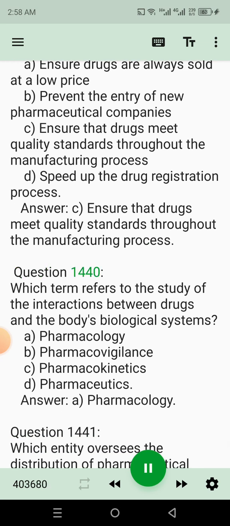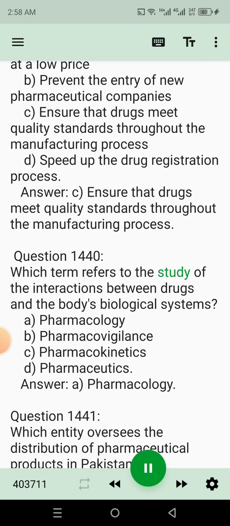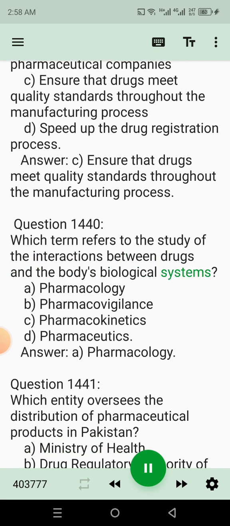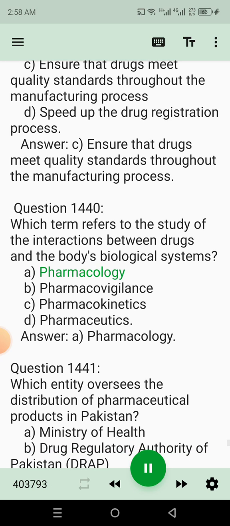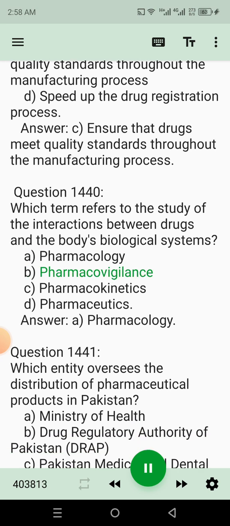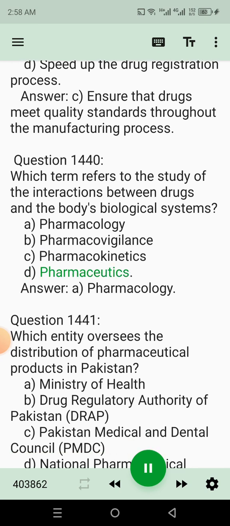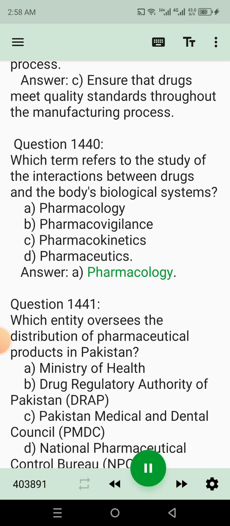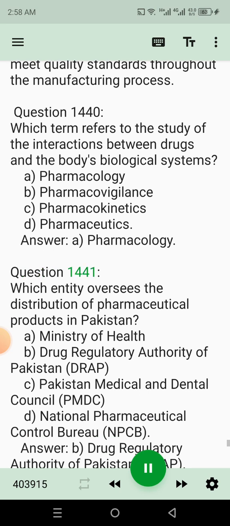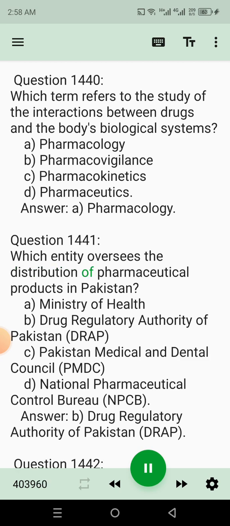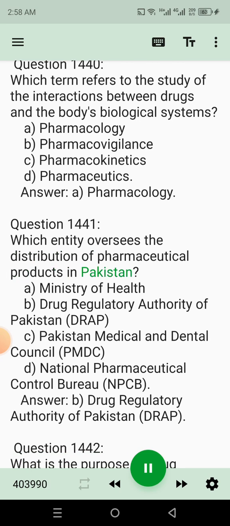Question 1440. Which term refers to the study of the interactions between drugs and the body's biological systems? A. Pharmacology. B. Pharmacovigilance. C. Pharmacokinetics. D. Pharmaceutics. Answer. A. Pharmacology.